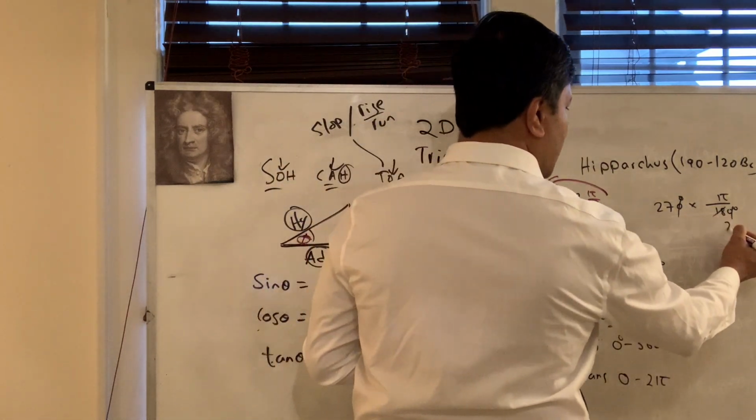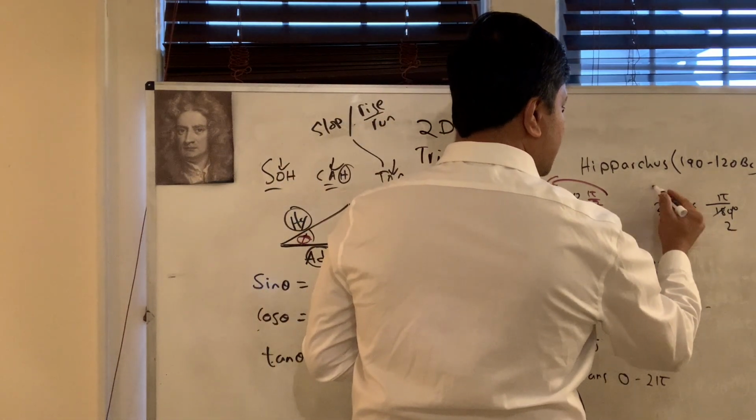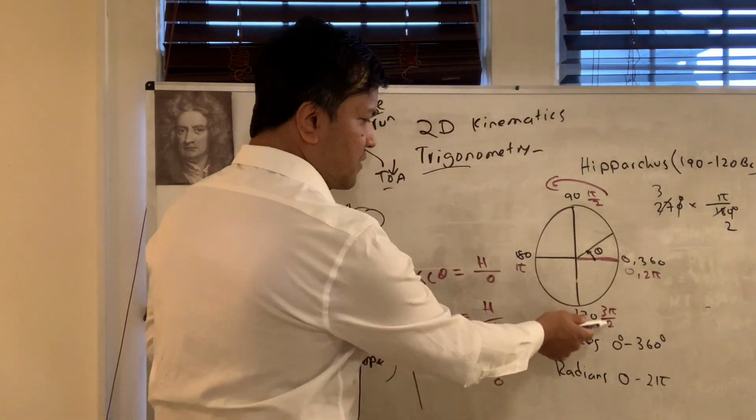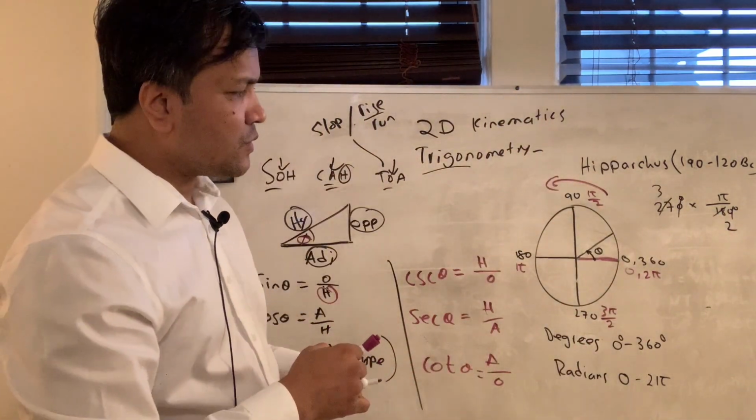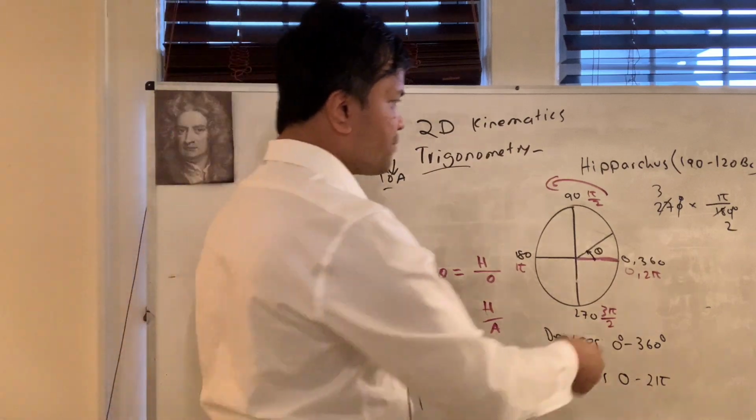9 goes to 18 twice, and 9 goes to 27 3 times. So 3 pi over 2 and 3 pi over 2. That's exactly what I wrote. So you can absolutely do it this way.